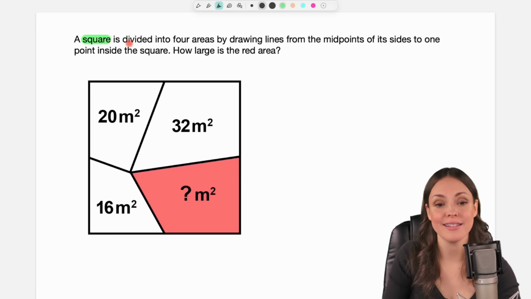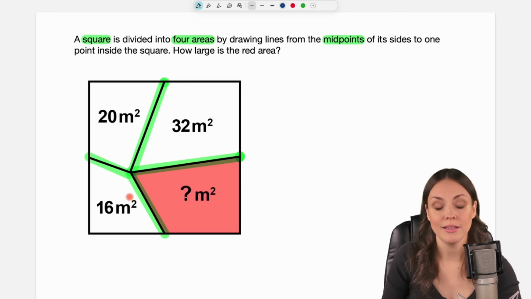A square is divided into 4 areas by drawing lines from the midpoints of its sides to one point inside the square. We can see the square here, and from this midpoint of this side, we draw a line to a point inside the square. We do the same from this midpoint of this side, drawing the line to the same point inside here. The same from this midpoint here and here as well.